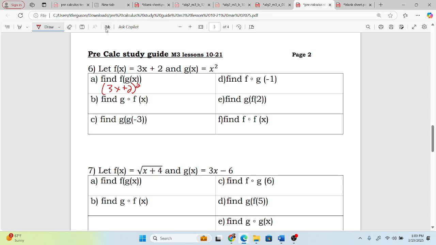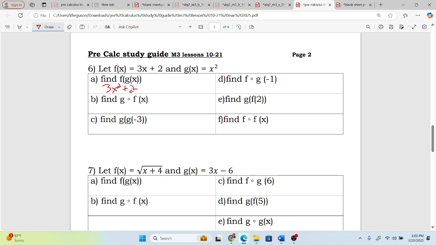Wait a minute, that's not it. You know what? I owe you a piece of candy. It would be 3x squared plus 2. Yep. So I owe you a piece of candy. I'm sorry. Yep, you were right.